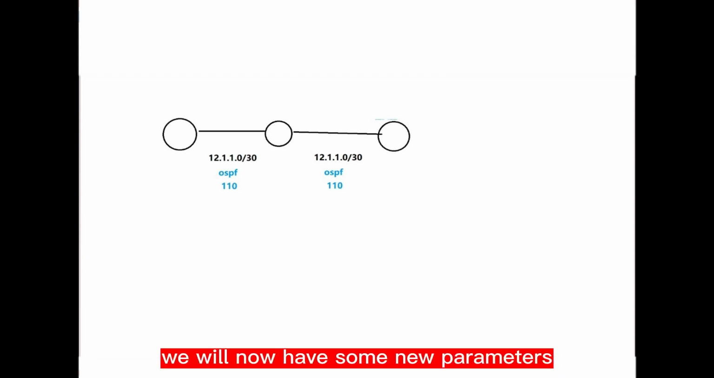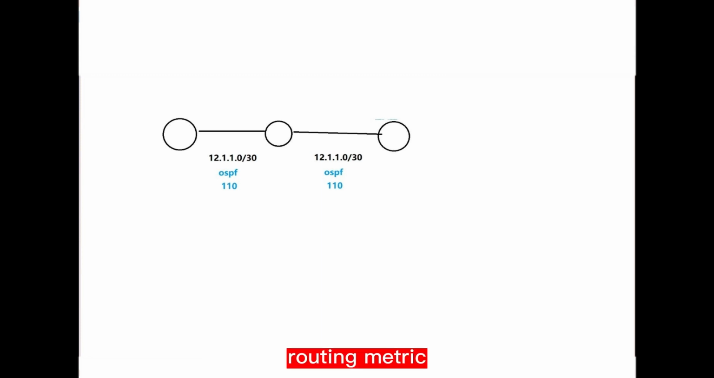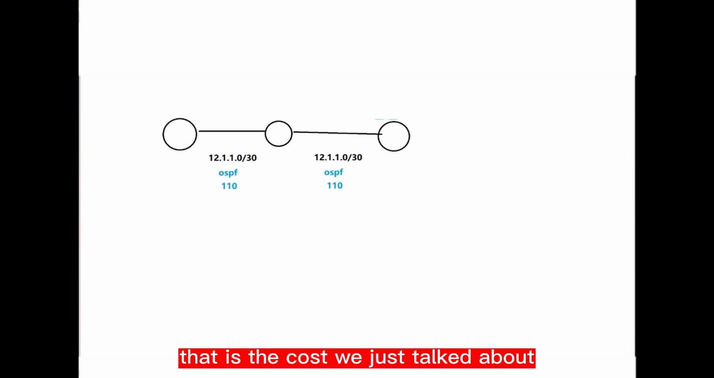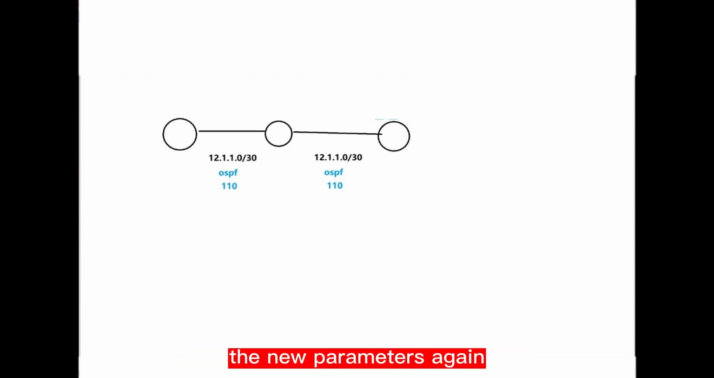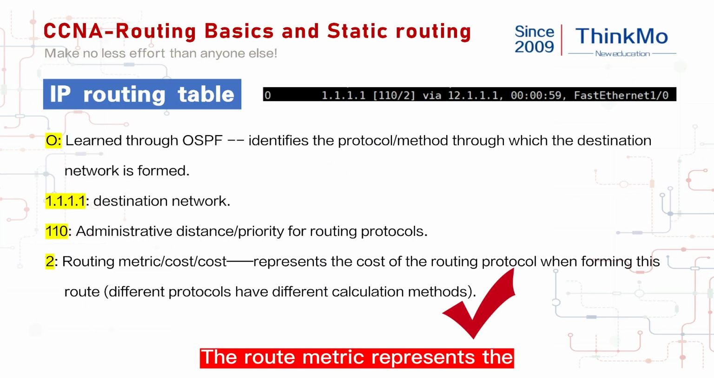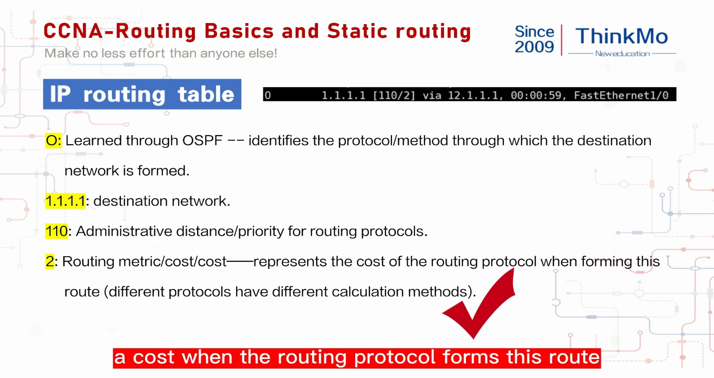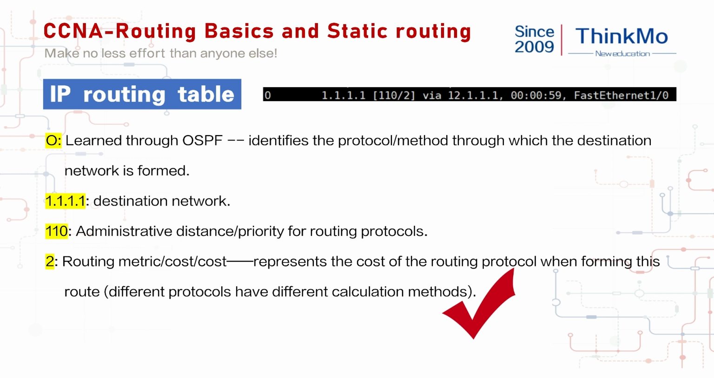We will now have some new parameters that can provide control: the routing metric, that is the cost we just talked about. So now you will find the same destination network segment, and they come from the same protocol, learned the same way. We can't compare them now, so we can only choose to compare the new parameter. Compare route metrics. The route metric represents a cost when the routing protocol forms this route. The smaller the cost, the better.